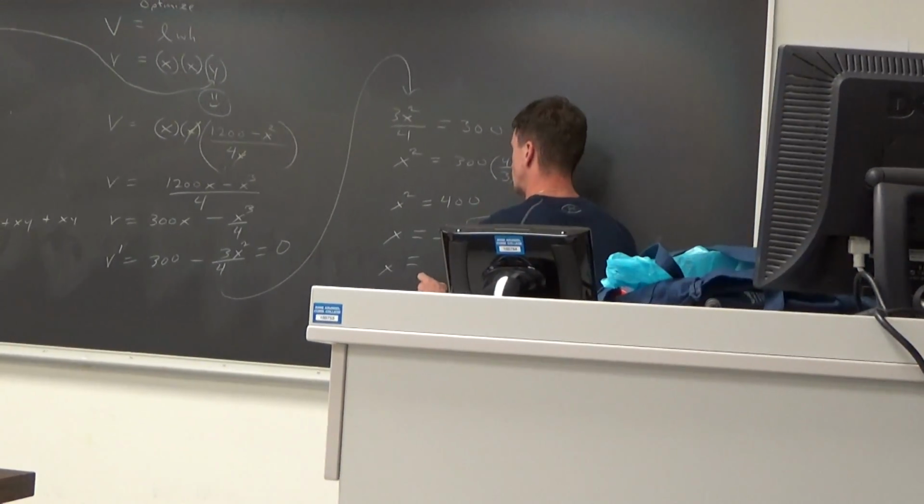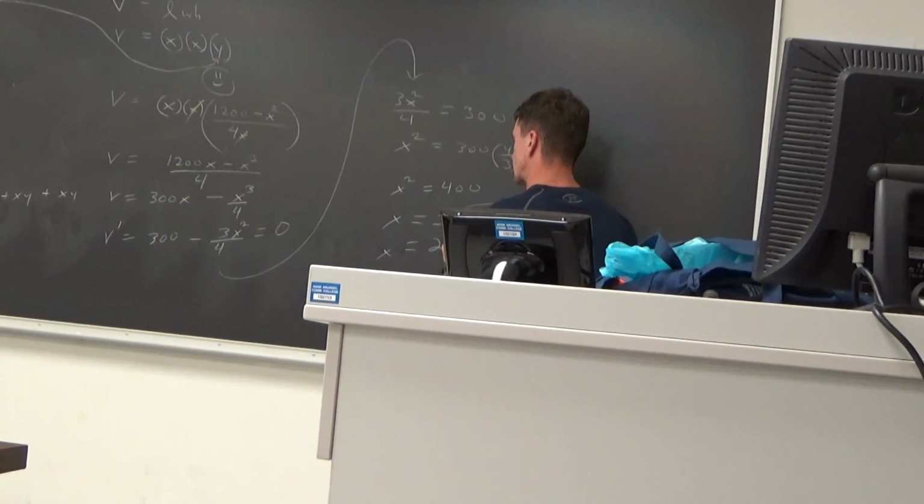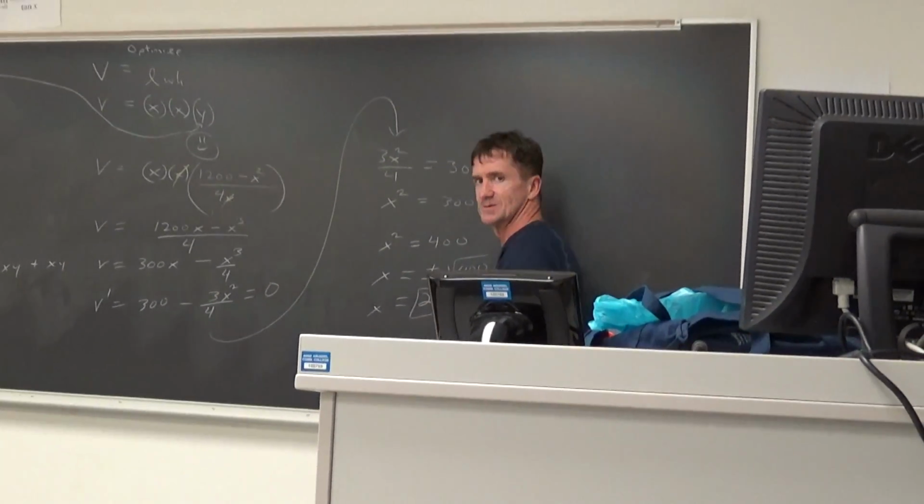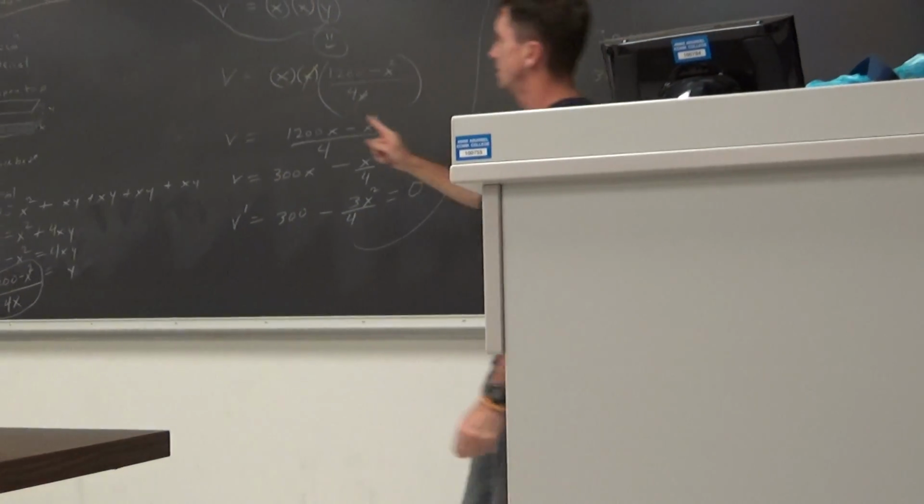What's the square root of 400? 20. Neat answer. Always comes up with these neat ones, right? All right, x is 20. Now we can wrap this thing up.